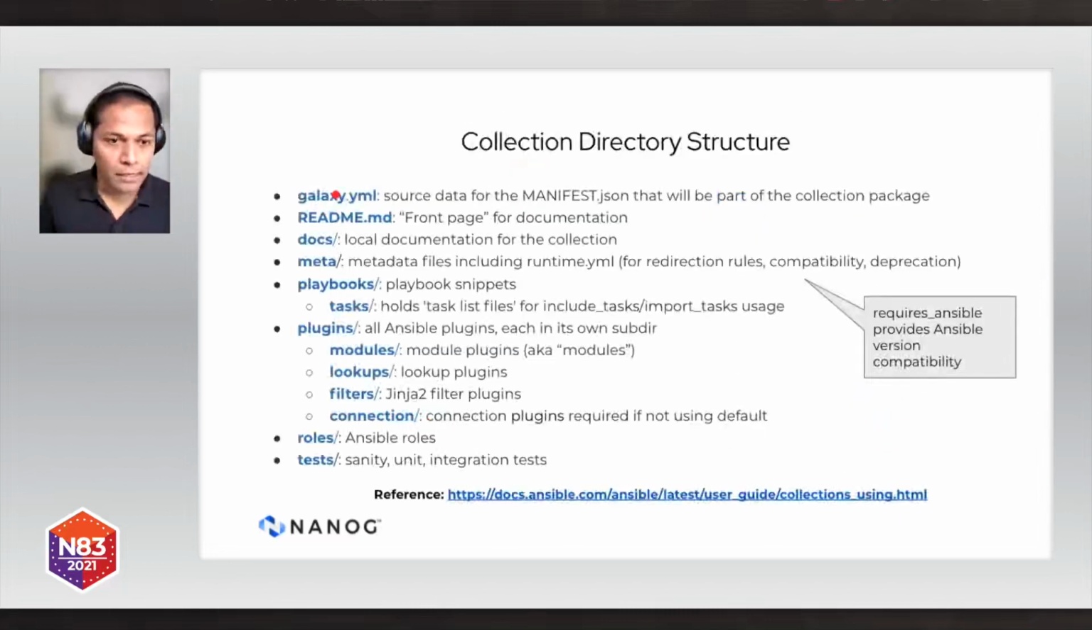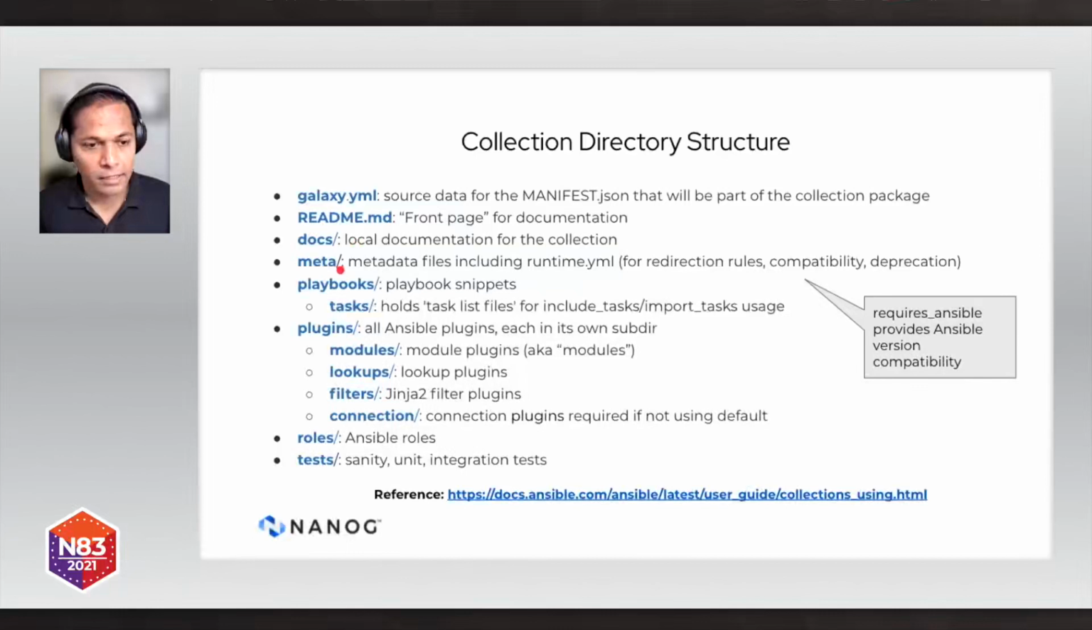So what are the contents of collection? So first is the galaxy.yaml file. It consists mainly of information like what is the name of the collection, and the namespace of the collection, then who is the author, what are the dependent collections for this particular collection, and so on. It basically contains all the metadata for that particular collection. Then README is the README documentation. It is a front page and tells what this collection consists of. Then documentation consists of all the plugin documentations for that particular collection.